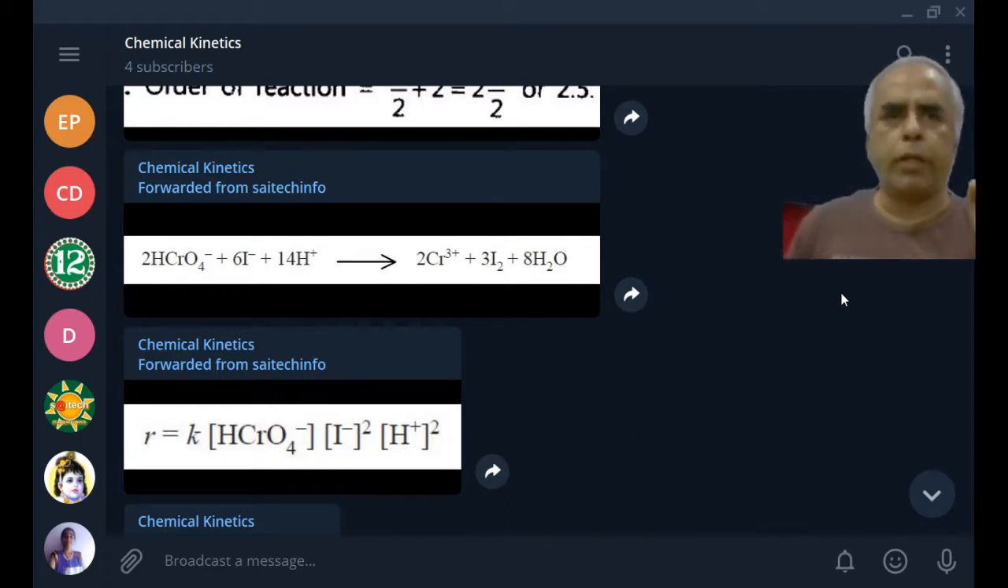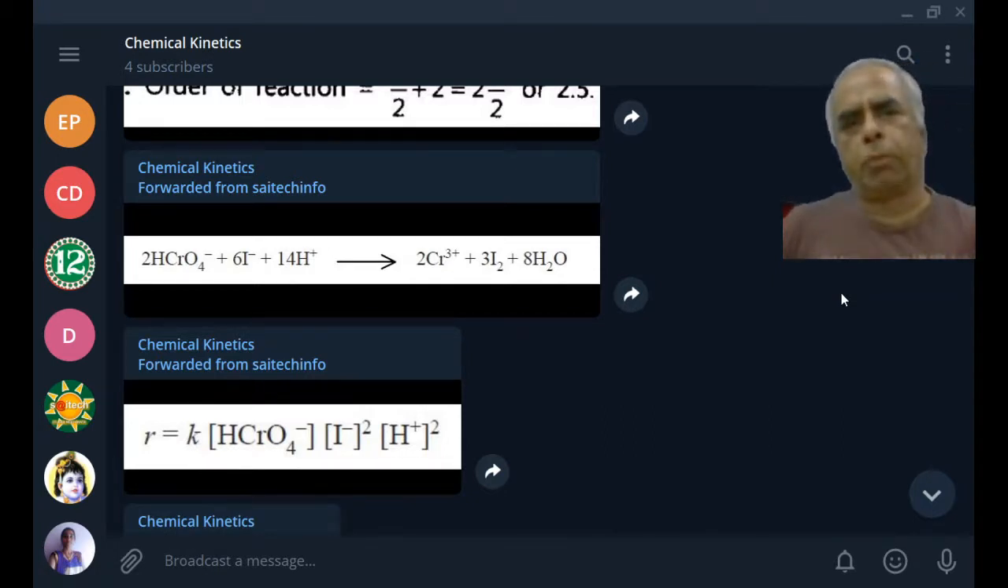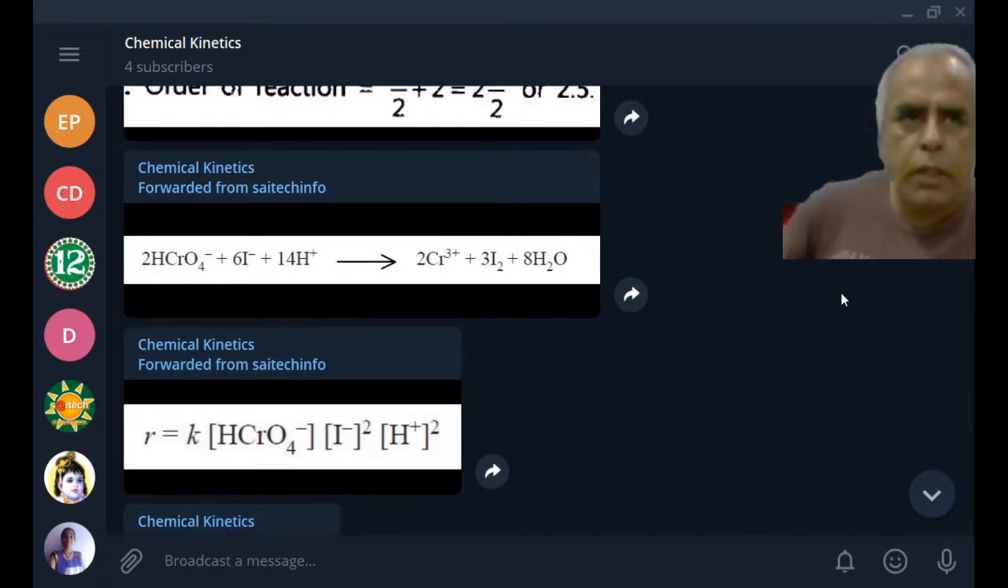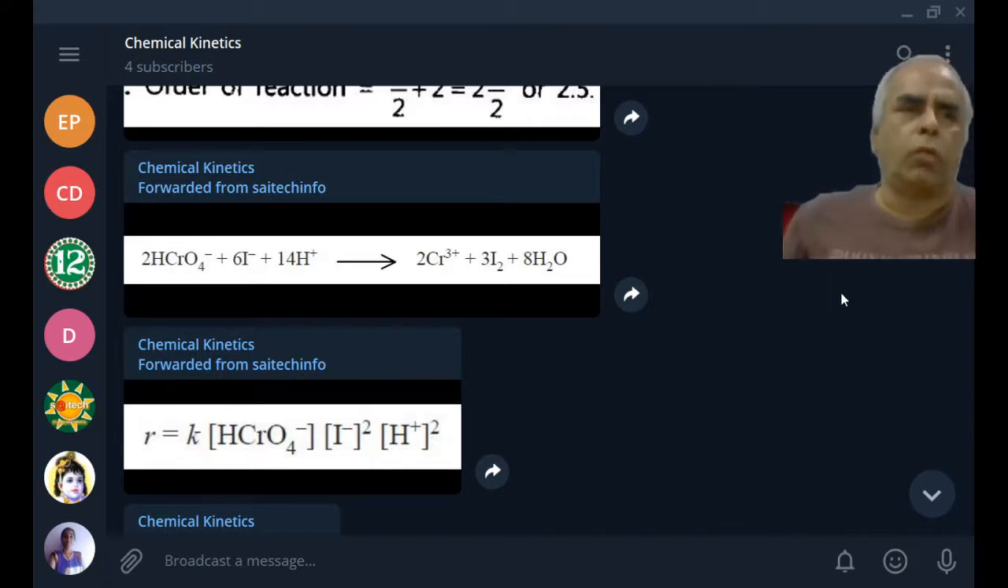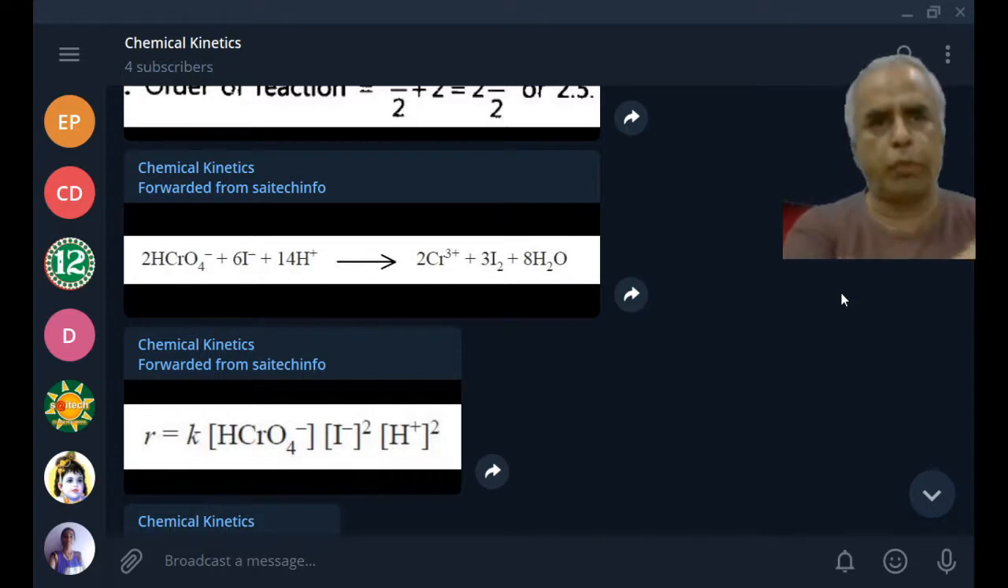Potassium chromate, what is the formula? K2CrO4. Potassium dichromate, what is the formula? K2Cr2O7. Now, what is this? This is bichromate. Do you understand? Can you get me the formula of potassium bichromate? Potassium bichromate is nothing but KHCrO4. That's all. Why? Because HCrO4 minus is monovalent, whereas K is K plus, so they can be combined. So you can call it potassium bichromate, KHCrO4. I hope now you should be able to understand this.